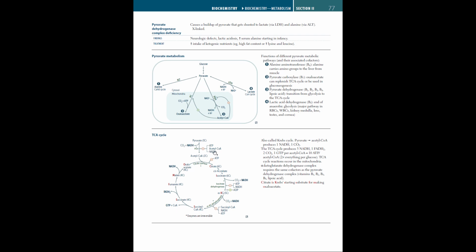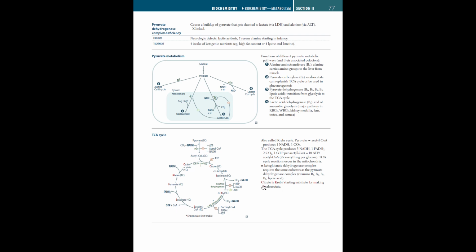Lastly, we have the TCA cycle, also known as the Krebs cycle, and this is where pyruvate eventually gets converted to acetyl-CoA, producing one NADH and one carbon dioxide. Now the TCA cycle produces 3 NADH, 1 FADH2, 2 carbon dioxides, and 1 GTP per acetyl-CoA, which is about 10 ATP per acetyl-CoA. TCA cycle reactions occur in the mitochondria, and the alpha-ketoglutarate dehydrogenase complex requires the same cofactors as the pyruvate dehydrogenase complex, so vitamins B1, 2, 3, and 5, as well as lipoic acid.